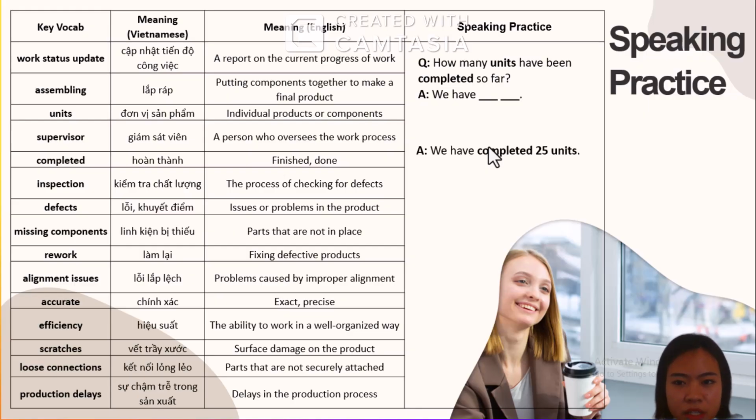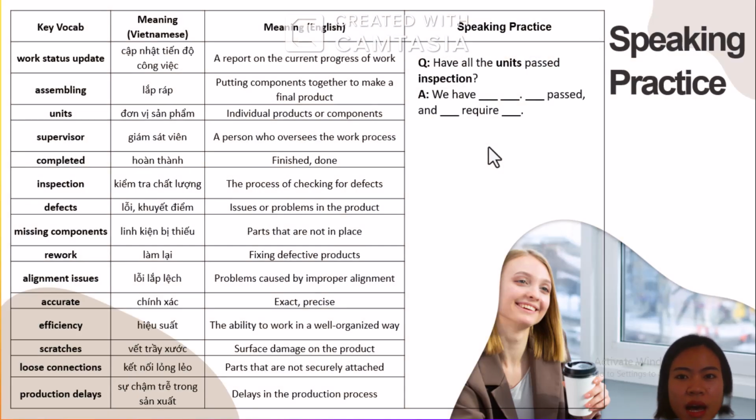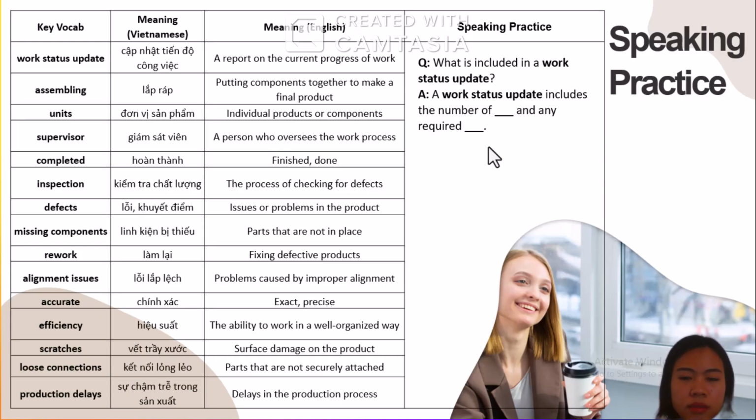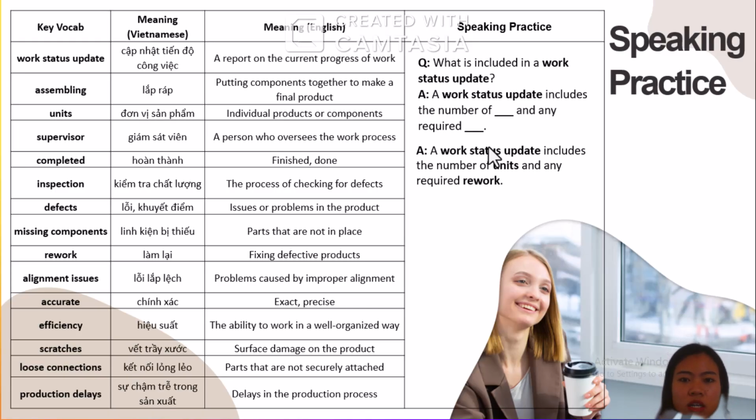We have completed 25 units. Have all the units passed inspection? We have inspected 25 units, 23 passed, and 2 required rework. What is included in a work status update? A work status update includes the number of units and any required rework.